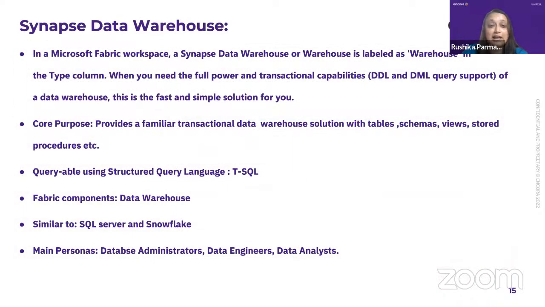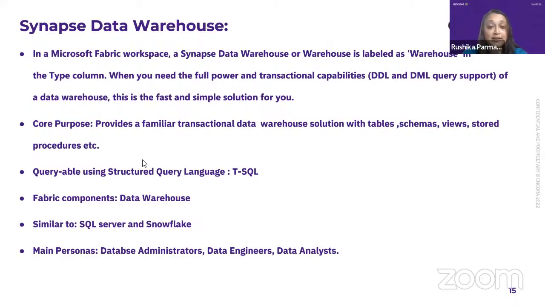The next one is Synapse Data Warehouse. It works basically like a warehouse. We're going to see how those terms play a role specifically in Microsoft Fabric. But yes, the concept of it is basically a warehouse where you can perform DDL and DML operations. So it's a Fabric workspace. A Synapse Data Warehouse is labeled as a warehouse in the type column, where you need the full power and transactional capabilities of DDL and DML. Basically, we can write SQL to get the transformation that we need in order to get the data.